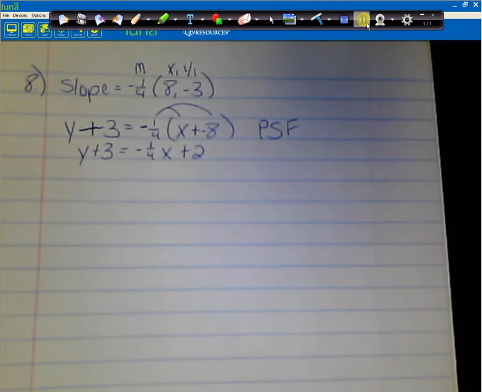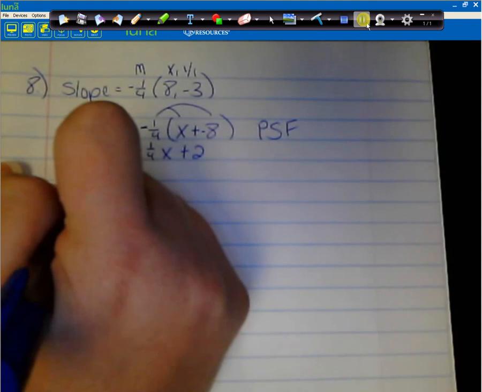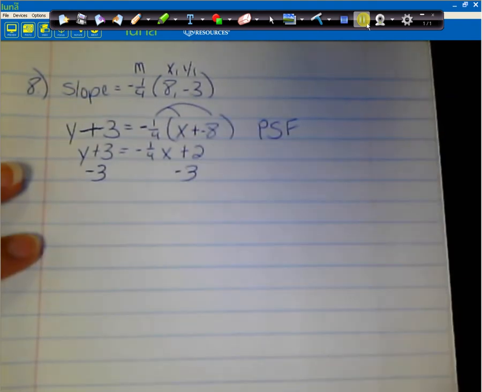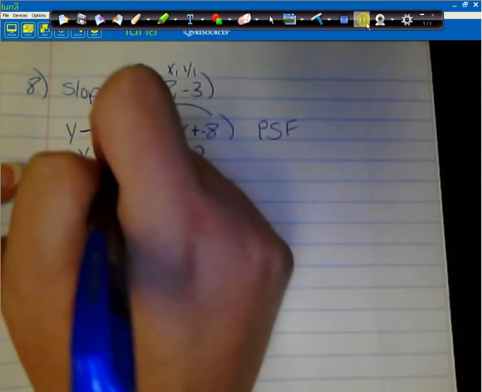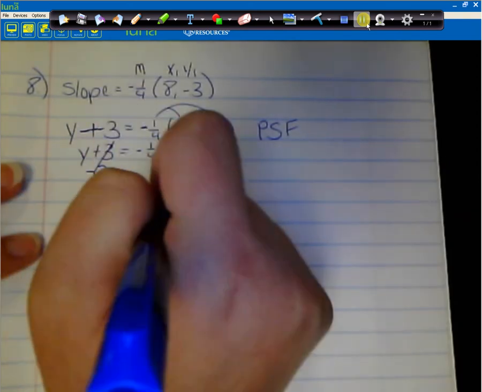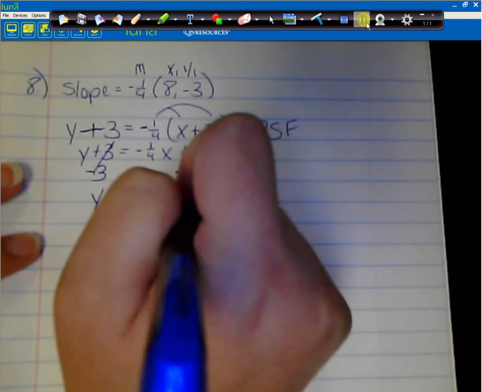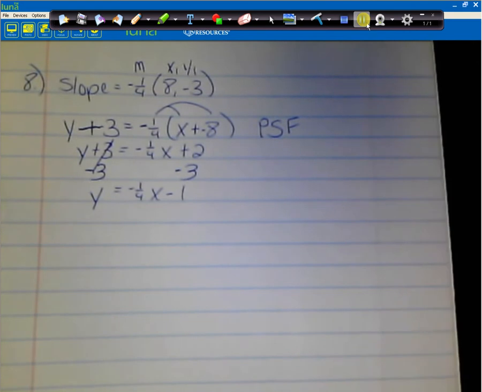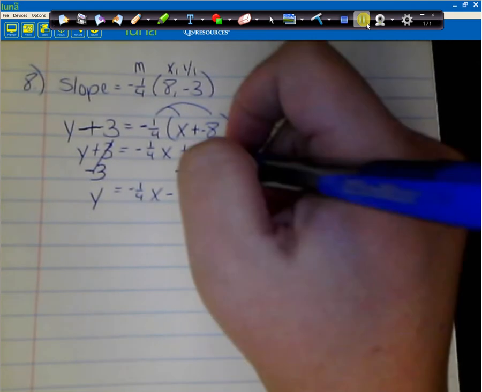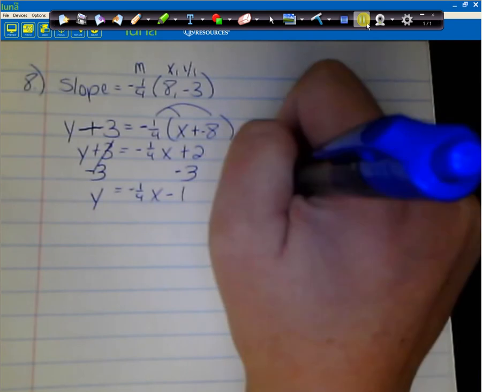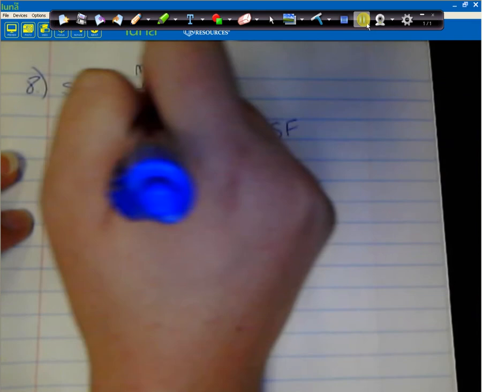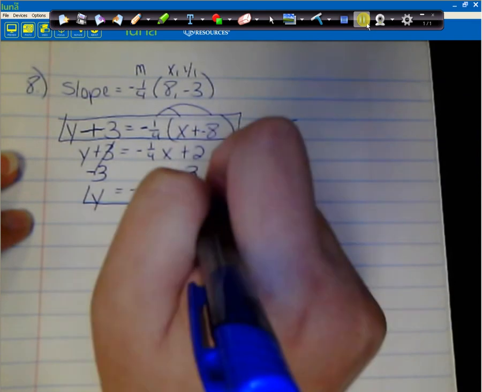Now to finish getting the y by itself, I need to move that 3. It's +3, so I'm going to subtract 3 from both sides. So I end up with y equals -1/4 x minus 1, because 2 minus 3 is -1. So now my y is by itself. It looks like y equals mx plus b, so I have my slope intercept form, or SIF. So there's my two forms.